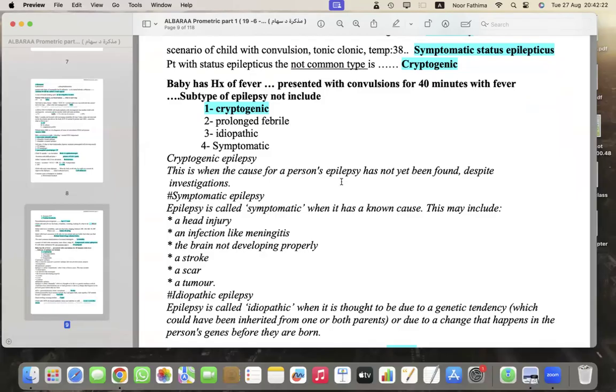Epilepsy is called idiopathic when it is thought to be due to a genetic tendency, which could have been inherited from one or both of the parents, or due to a change that happens in the person's genes before they are born. It is called idiopathic epilepsy if it is related to genetics.